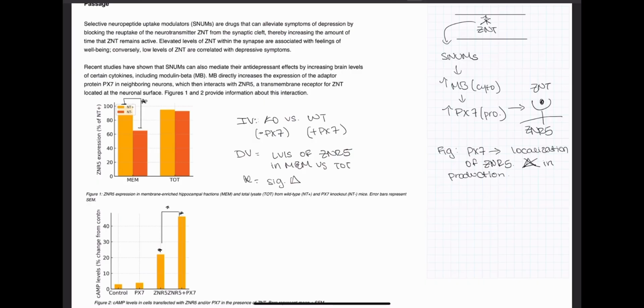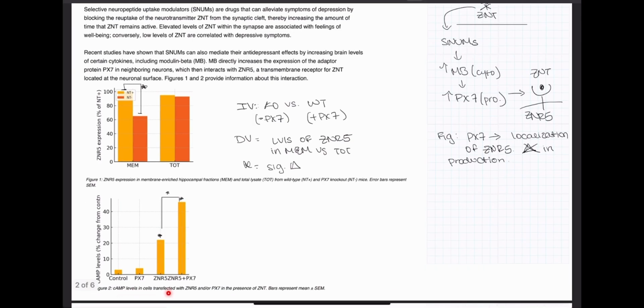Okay, moving on to figure 2. cAMP levels in cells transfected with ZNR5, our membrane receptor, and or PX7, so in conjugation with PX7 or separately. So we can again do our independent variables, which you can always pause the video at any point and try to do it yourself. So our independent variable is ZNR5 plus PX7 or just ZNR5. And then the dependent variable is cAMP levels.